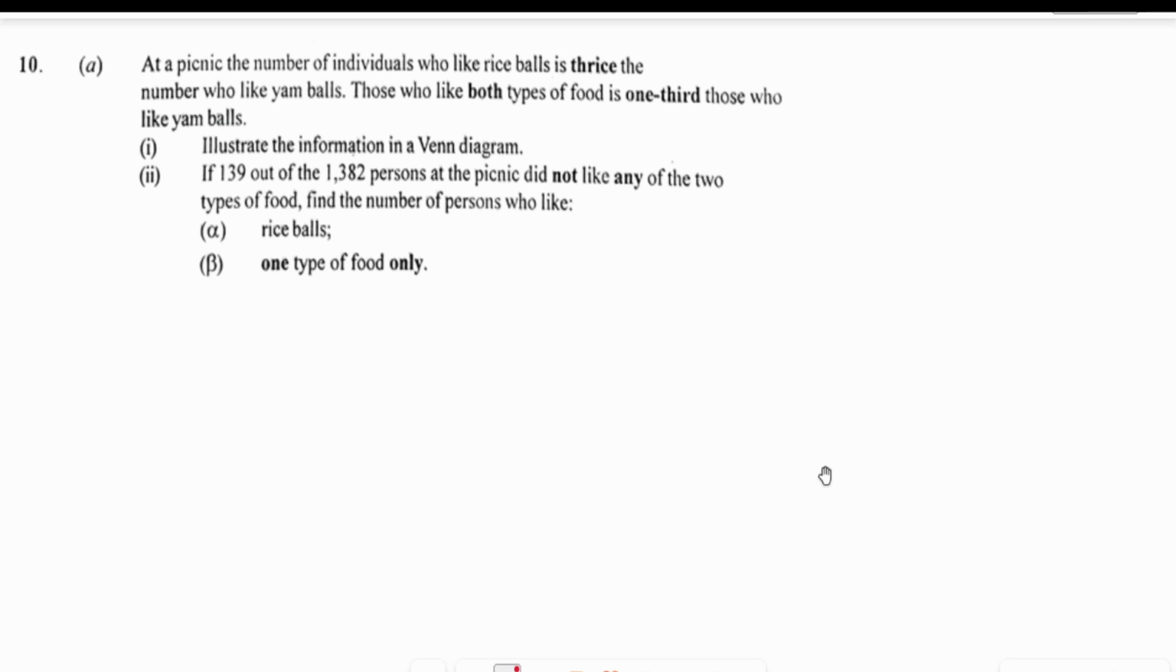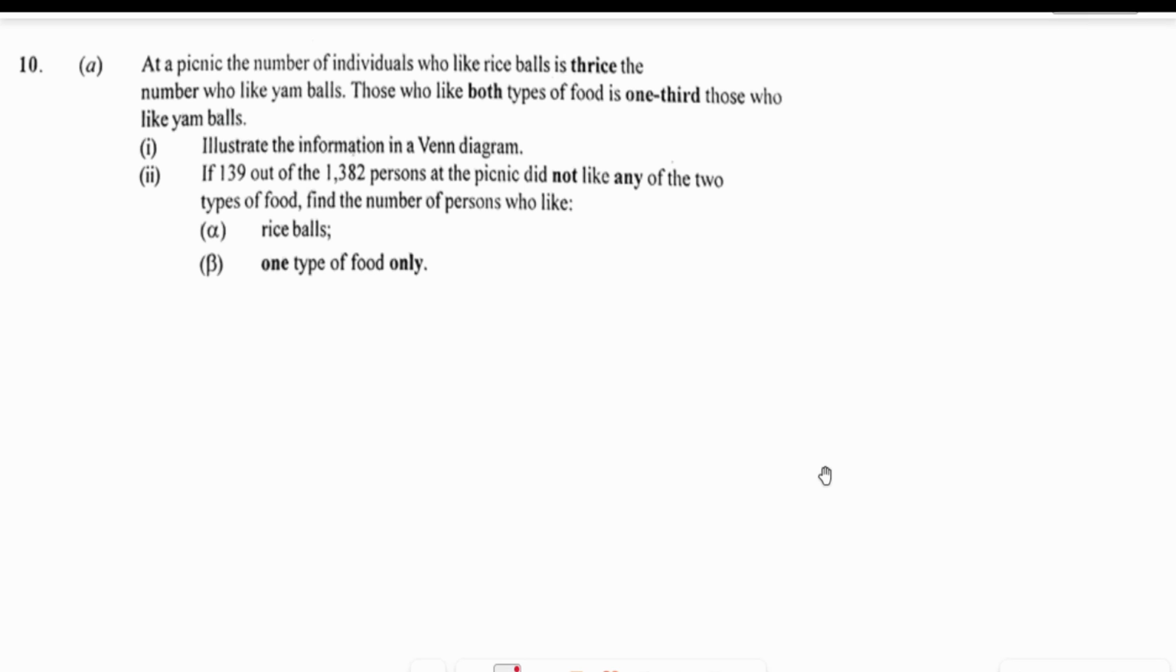It reads: at a picnic, the number of individuals who like rice balls is thrice the number who like yam balls. Those who like both types of food is 1/3 those who like yam balls. (i) Illustrate the information in a Venn diagram. (ii) If 139 out of the 1,382 persons at the picnic did not like any of the two types of food, find the number of persons who like (alpha) rice balls, and (beta) one type of food.